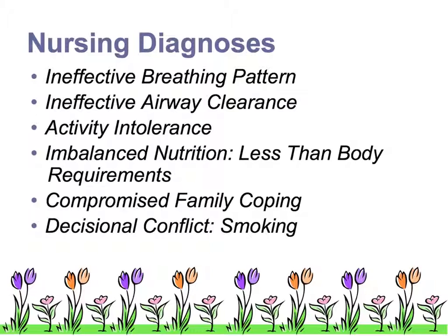Compromised family coping. This is a disease process that affects the whole family. The family, if there are smokers, they're not going to be able to smoke near this patient. This patient's likely to have oxygen in the home, if not now, then in the future. And there cannot be any smoking in that home while there's oxygen in use. It's a fire hazard.